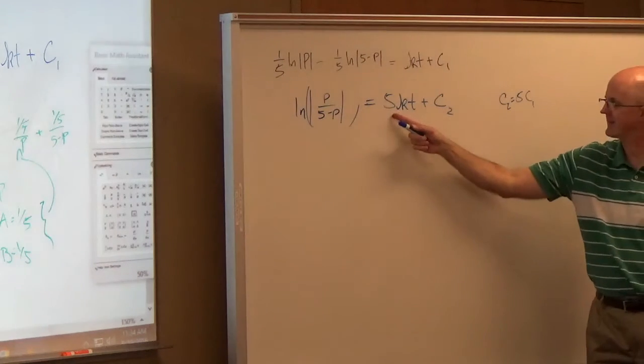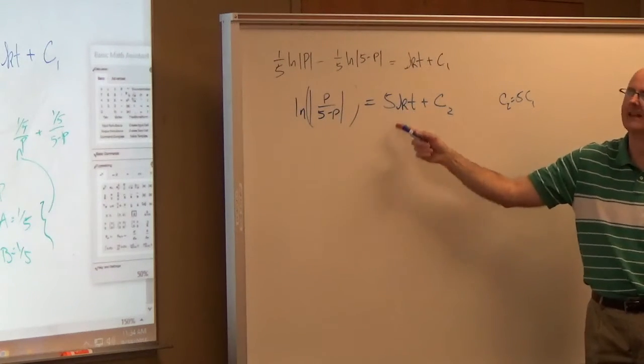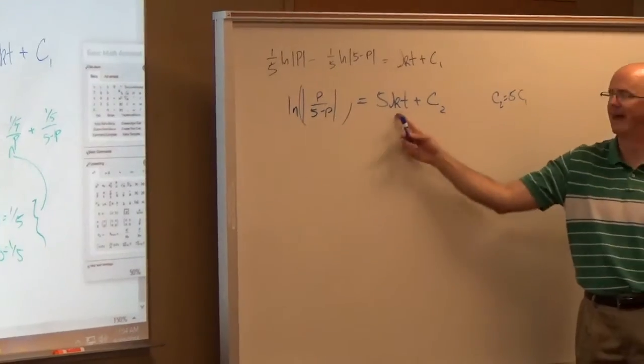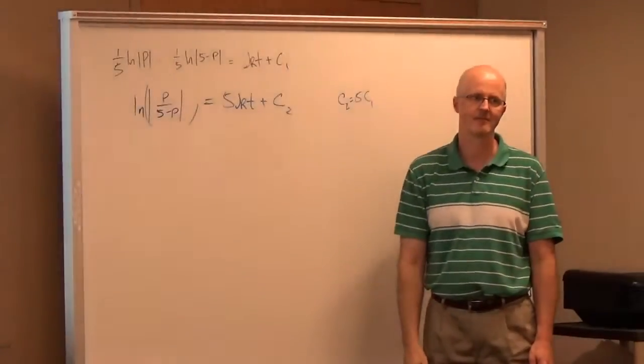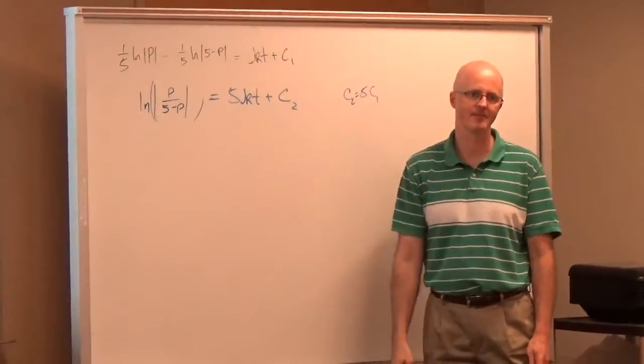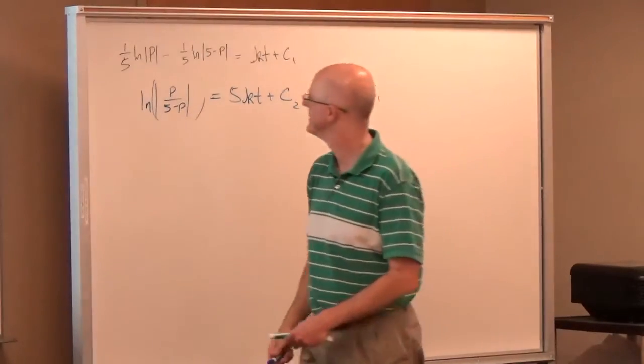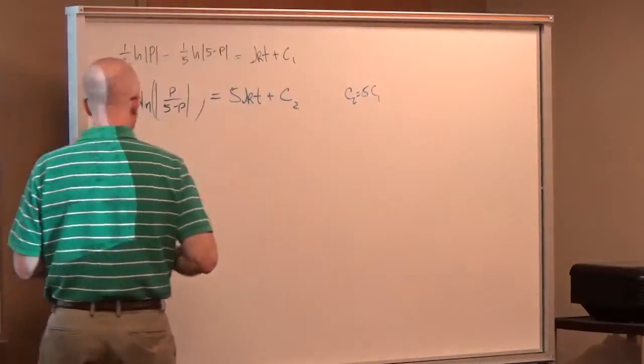I don't want to write K2 or something there. K is the original K in the problem. I want to keep that there. So I do want to write that as 5K instead of K2 or something. Now exponentiate.